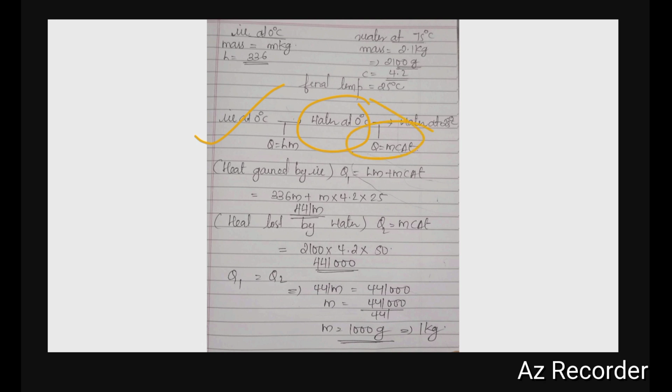So the overall gain in heat energy by the ice at 0 to be converted to water at 25 is the sum of L into M and mc delta T. And the amount of heat energy lost by water at 75 degrees Celsius when it gets converted to water at 25 degrees Celsius is Q is equal to mc delta T, which is given here. Now by applying the principle of method of mixtures, we get M, the mass of ice, to be 1 kilogram.